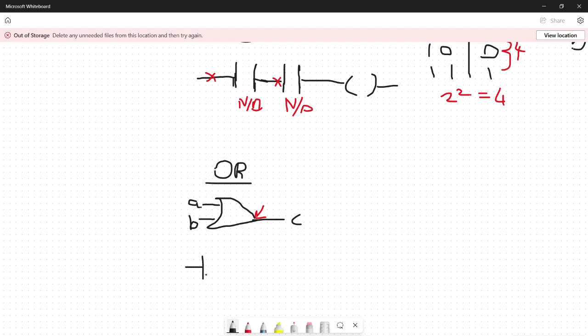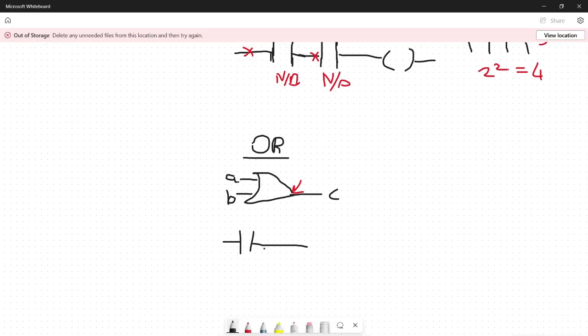Well, for OR, we need to look at a different sort of thing. Instead of thinking in terms of series circuits, an OR gate is more like a parallel circuit. Because even if I don't have any power coming in through here, I have power coming in through this side, and I'll get an output here. And both of these, because we don't have an inverter, are normally open.